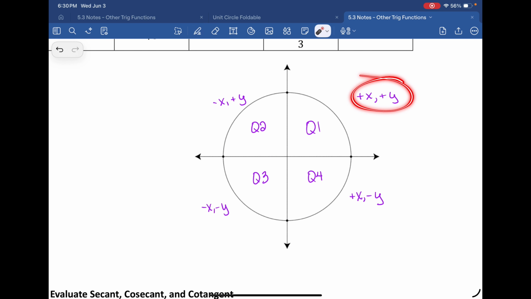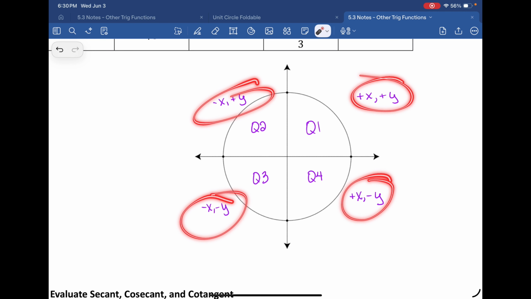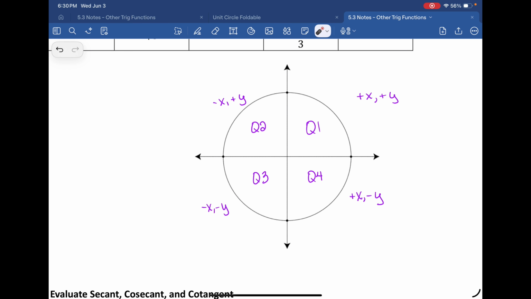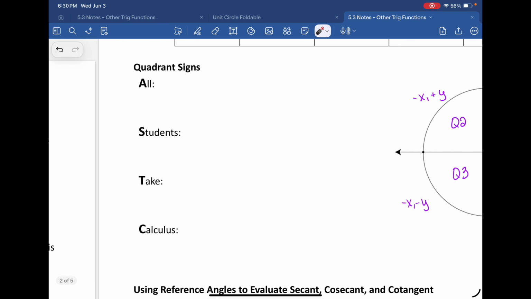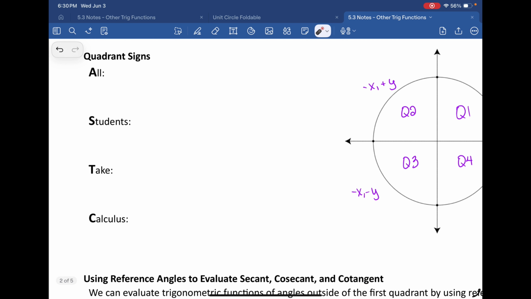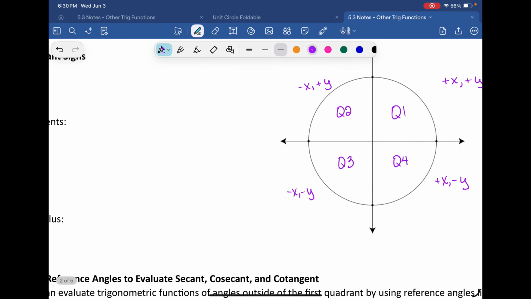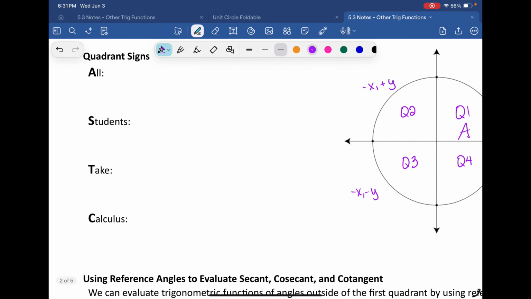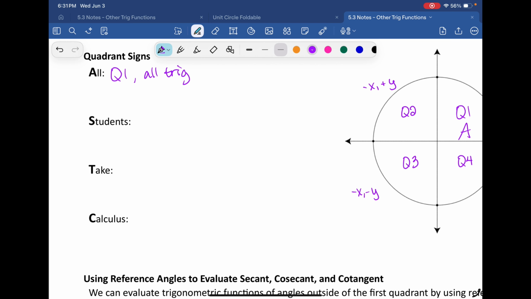And because these signs change depending on the quadrant, that changes the signs of your trig functions as well. So we use a mnemonic device. All students take calculus. All goes in quadrant 1. That means all trig functions are positive.